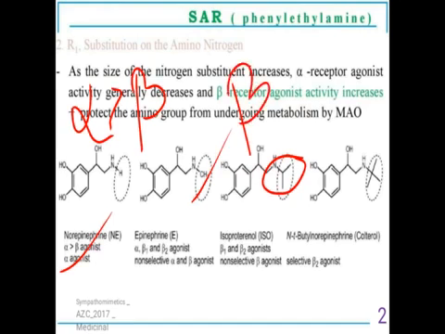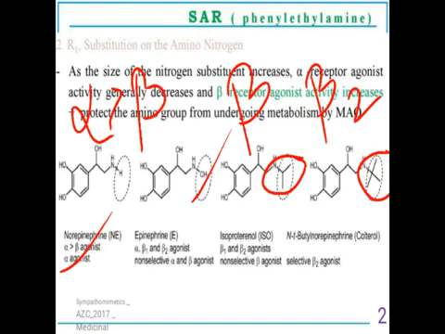And if it is tertiary butyl like in salbutamol, the drug is more beta 2 selective agonist. So from the structure you can understand what is the activity or what is the specificity for the activation of that drug.